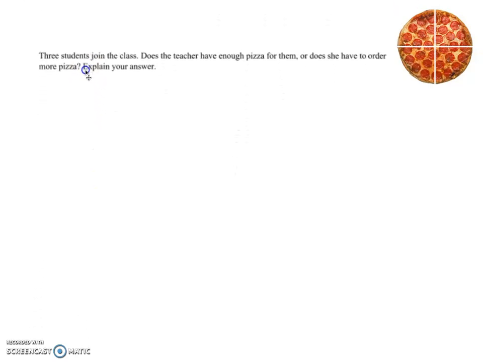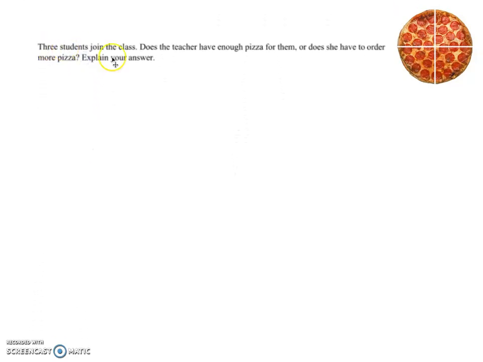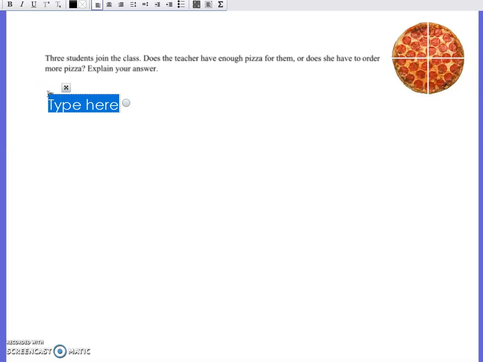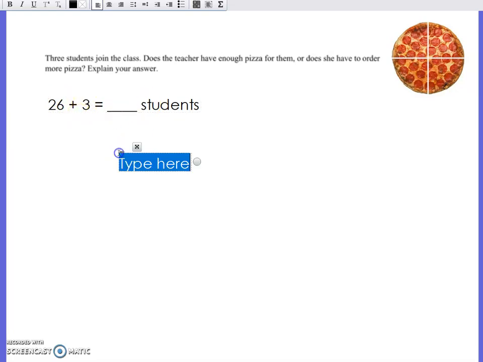So I'm going to slide this up a little bit. 3 students join the class. Does the teacher have enough pizza or does she have to order more? So we knew that there were 26 students and then 3 more students came. So how many total students do they have now? 26, 27, 28, 29. So there are 29 students.